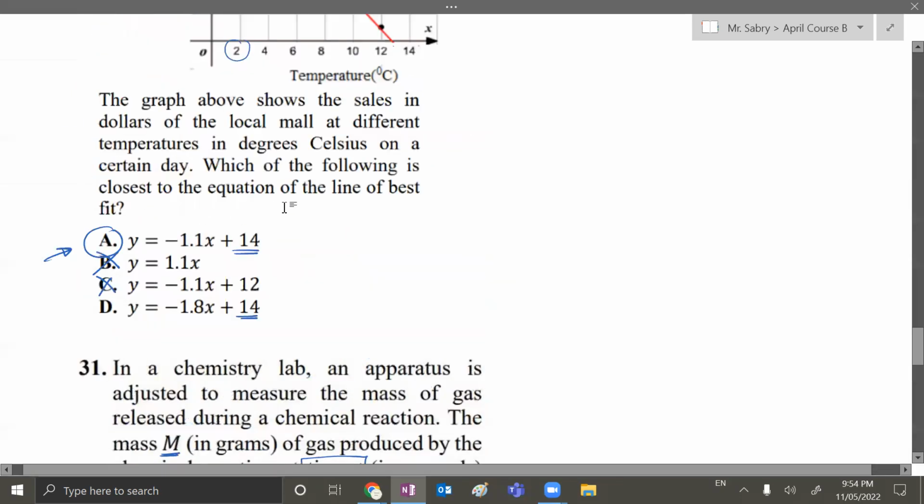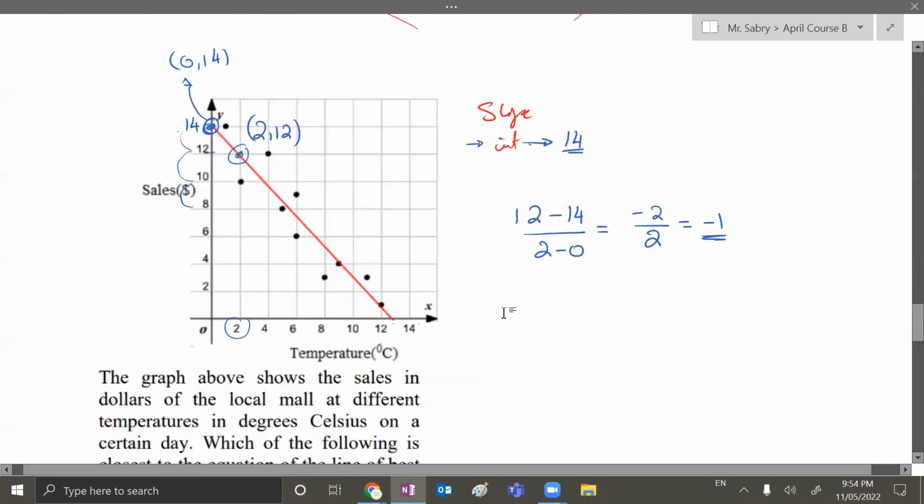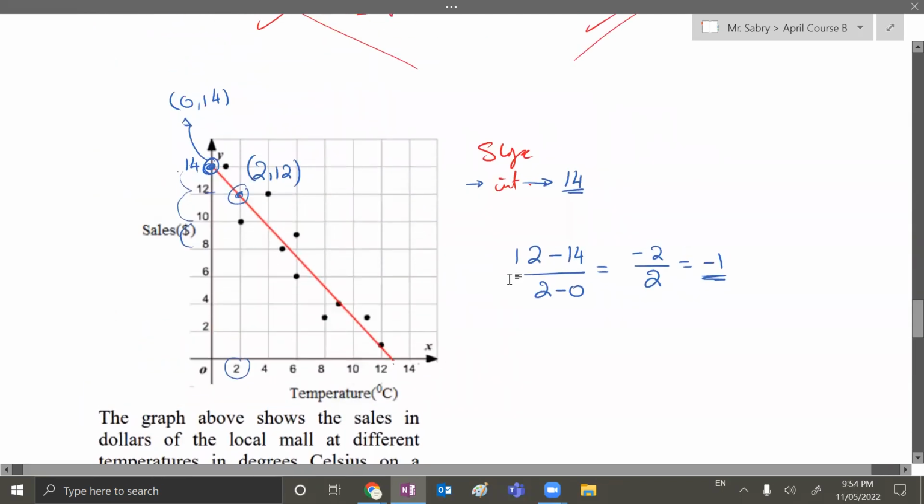Mohamed, sorry, my dear, I just saw the message. What first part are you talking about? The slope and the intercept, or the intercept only?